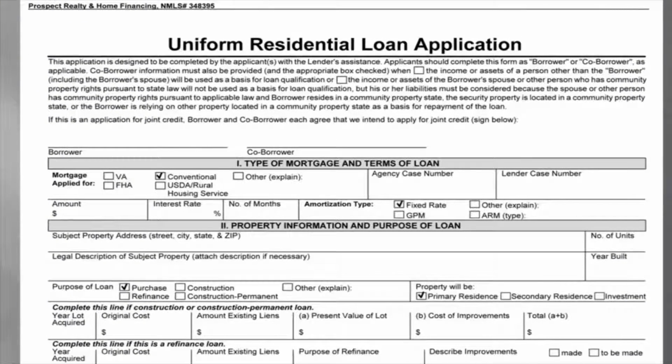Section 1. Type of mortgage and term of loan. The information in this section should match the type of mortgage and mortgage loan terms that you discussed with your loan officer. For purchases where you haven't selected a property yet, you can specify the maximum amount you wish to borrow. Section 2. Property information and purpose of loan. If you already selected a house, in this section you will need to provide information about the property, including the address, the year it was built, whether you want to purchase or refinance, as well as other details about the purpose of the mortgage loan you seek.